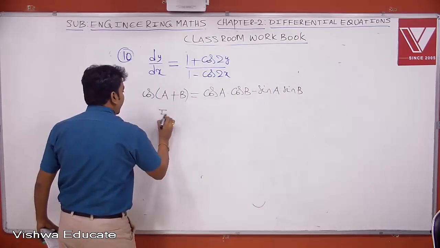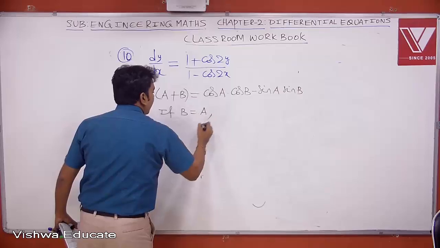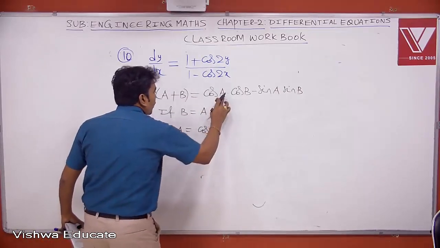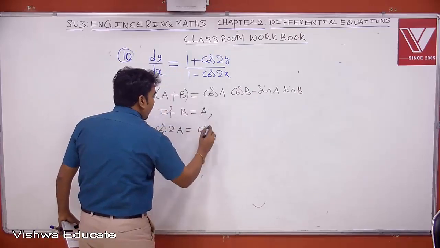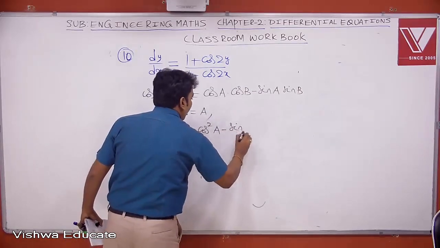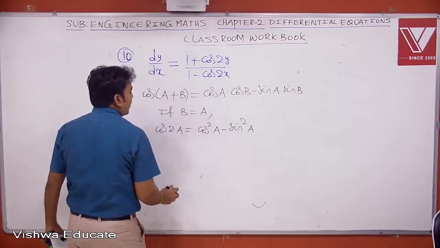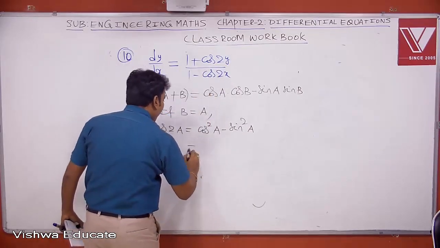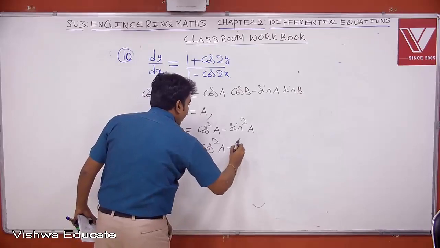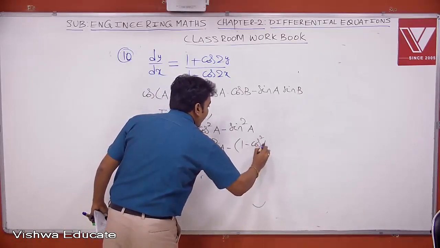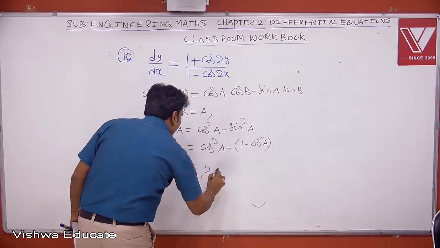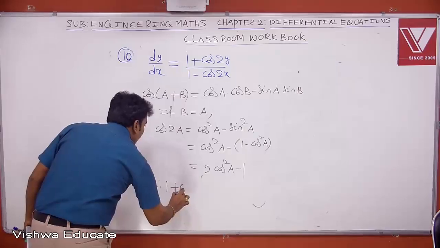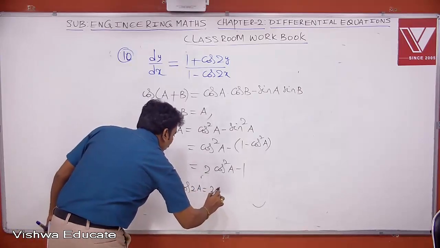So suppose I take b equal to a, then this equation becomes cos 2a equal to cos a into cos a, because b is replaced by a, cos square a minus sin square a. But I want the result in terms of cos a. Therefore here I can write sin square a as 1 minus cos square a. Then this becomes 2 cos square a minus 1. Therefore, 1 plus cos 2a equal to 2 cos square a.